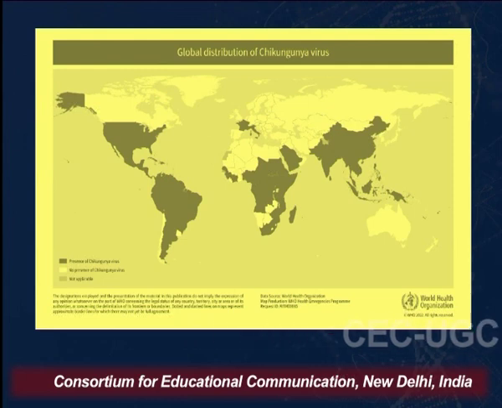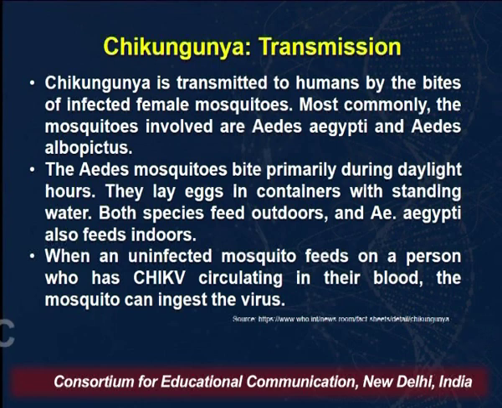Now, we come to the transmission of chikungunya. The chikungunya virus, just like the dengue virus, is transmitted with the help of infected female mosquitoes, and most commonly the mosquitoes involved are Aedes aegypti or Aedes albopictus. These Aedes mosquitoes primarily bite during the daytime hours, and they lay eggs in containers present in standing water. These species feed outside also, and Aedes aegypti many a time feeds indoors also.